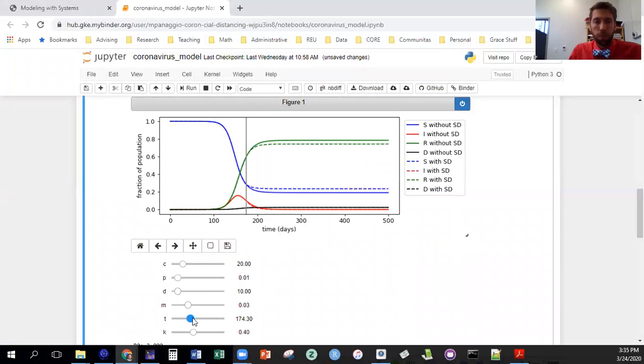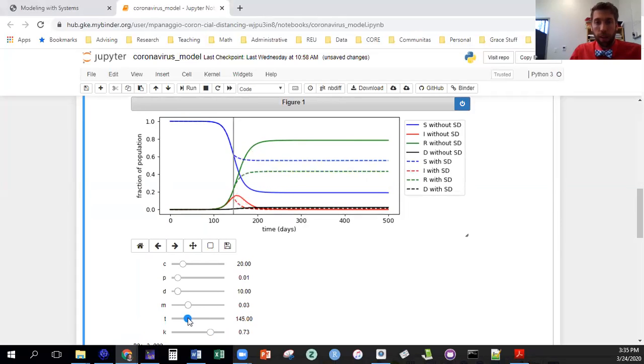Now K is how much of a change social distancing makes. At 0, K is no change, so that's 0% change. And at 1, that would be 100% change, so you're seeing 100% less people. And if everyone on average is seeing 73% less people, then that creates quite a big change, as long as you start early enough.